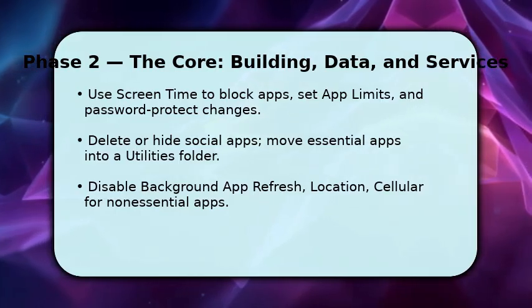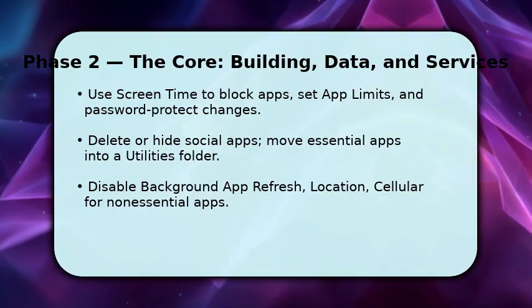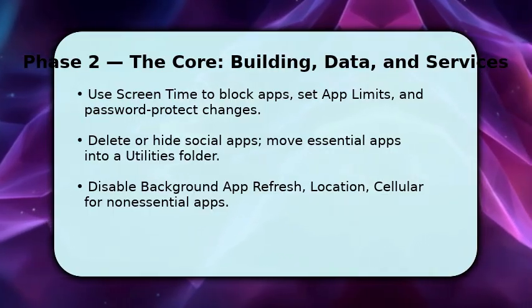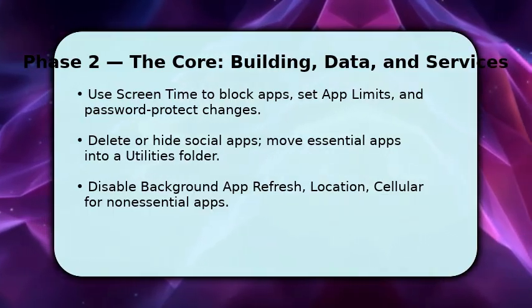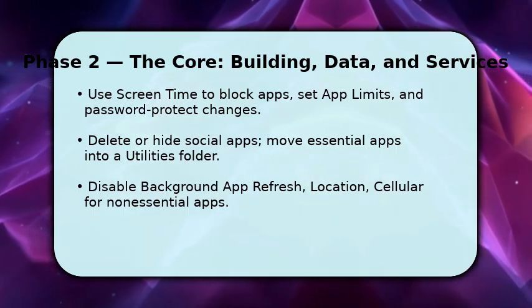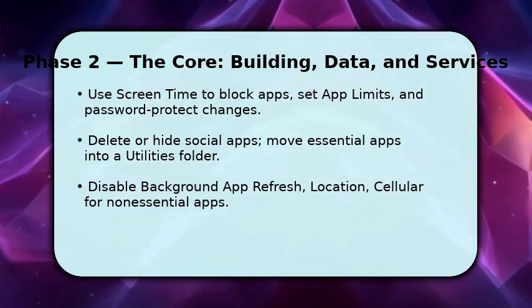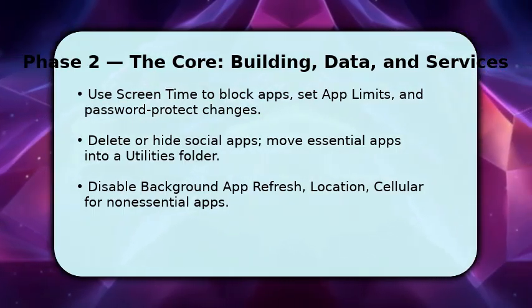Make sure to disable background app refresh and restrict location and cellular access for non-essential apps to conserve battery and prevent background pings. These steps reduce temptation and connectivity, turning the phone into a functional, limited device.